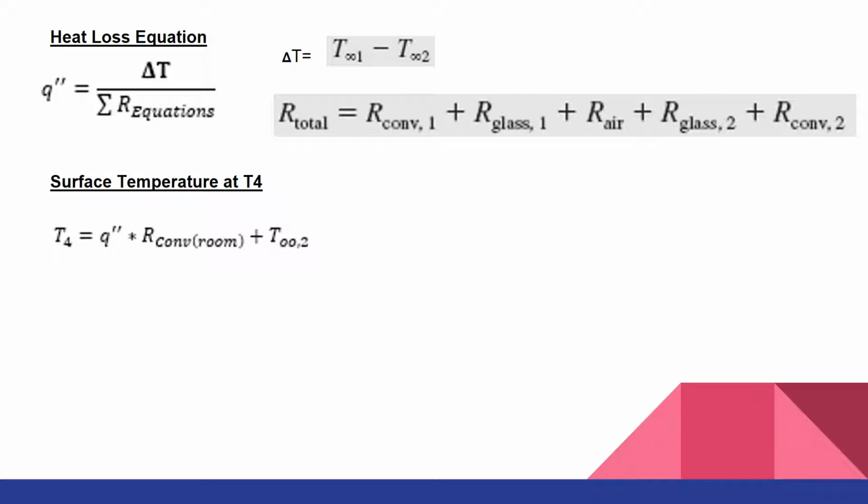Upon finding the R equations, we then apply it to the heat loss equations and divide that over the change in temperature from the outside and the inner temperatures. Along with that, we also find our temperature at location 4, which is reapplying it to the heat conduction equation.